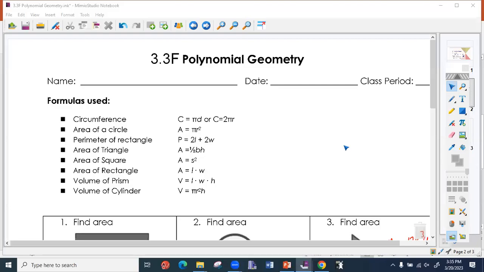Okay, so for 3.3F polynomial geometry, again, this is notes and practice. So we're not going to do every single problem together. We're going to do a few of them together, and the rest are going to be left for you to practice independently. Practice being that it is your choice to just be better at it. Does that make sense? It's not an assignment. It is you practicing and making sure you really understand what we're doing.